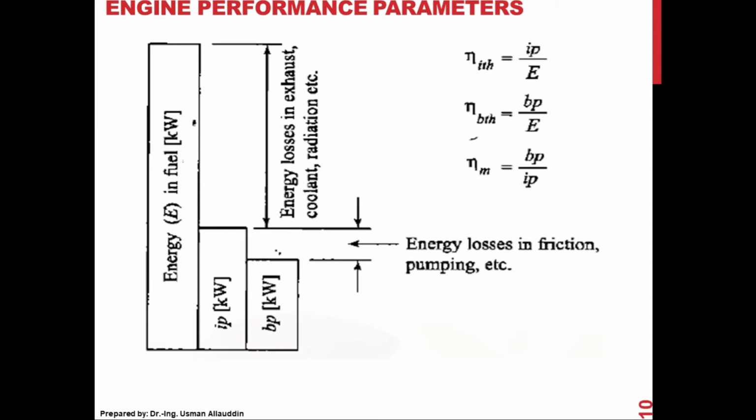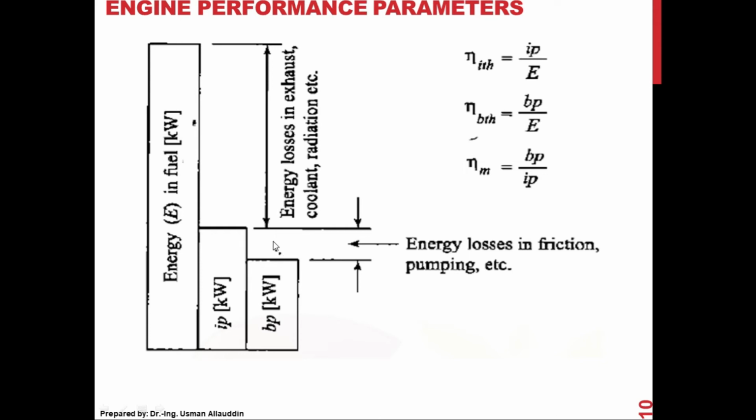Then there are radiation losses because the engine is at high temperature. Whenever there is a high temperature body, it loses heat to the surrounding with the help of radiation and convection. So these are the modes of heat transfer by which the heat is lost. For example, let's suppose 100 kilowatt is produced by burning fuel. Then let's suppose 40 kilowatt will be lost in exhaust, and cooling losses and radiation losses.